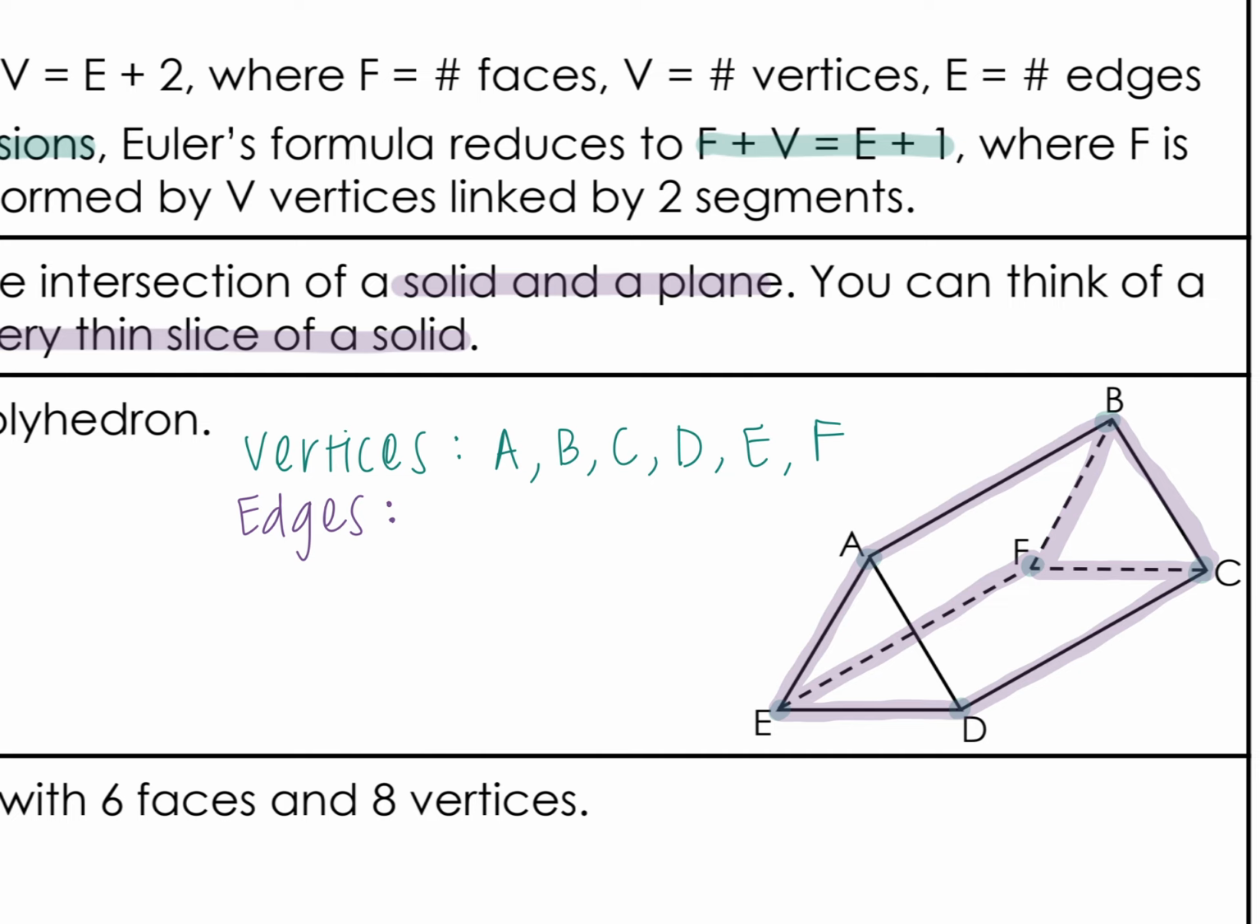The key thing, now that we know what our edges are, is making sure we name them correctly. It's a segment, so we're going to have a line with no arrows above it. Let me list them off here. We'll have AE, ED, AD, AB, EF, CD, BC, FC, and then BF.